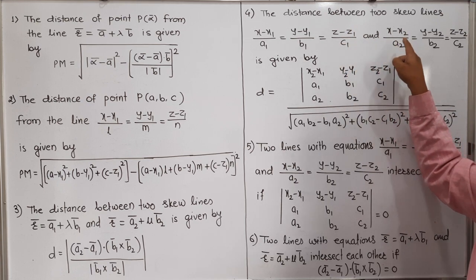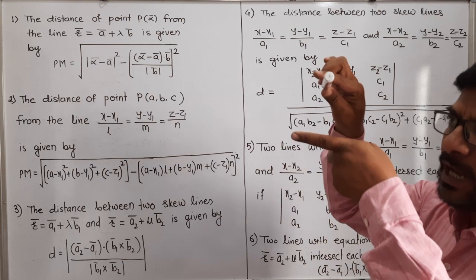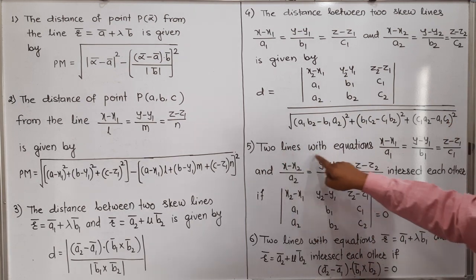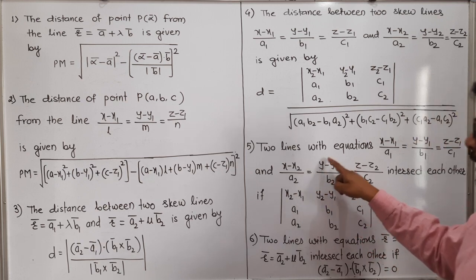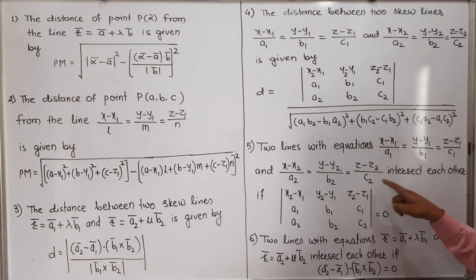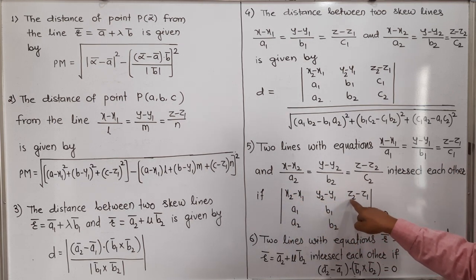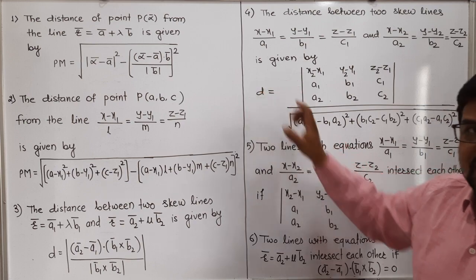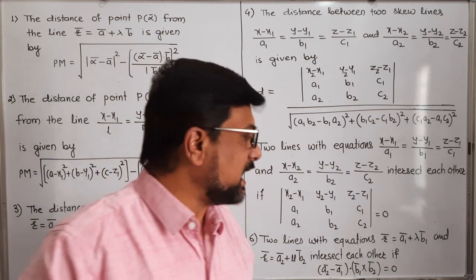Now when the distance between two skew lines is 0, then we say that the lines are intersecting lines. Two lines with equations x minus x1 upon a1 is equal to y minus y1 upon b1 is equal to z minus z1 upon c1 and x minus x2 upon a2 is equal to y minus y2 upon b2 is equal to z minus z2 upon c2 intersect each other if the determinant of x2 minus x1, y2 minus y1, z2 minus z1, a1 b1 c1, a2 b2 c2 is equal to 0. This determinant becomes 0. This is said to be the condition for lines to be intersecting or lines to be coplanar.